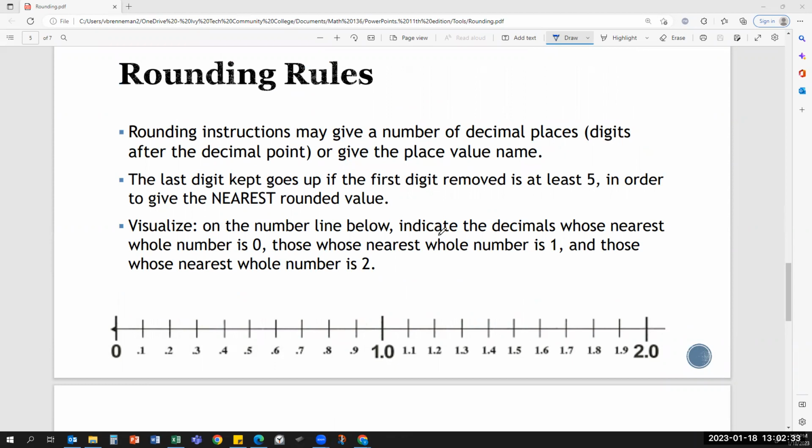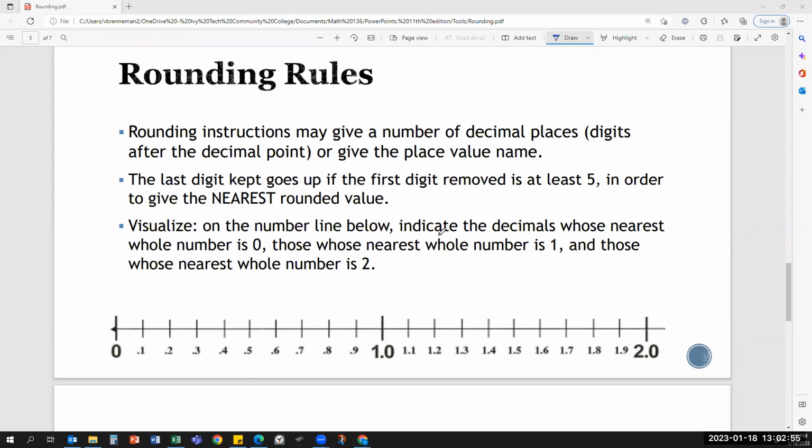So rounding rules, typically you'll be given a number of decimal places, which would be how many digits after the decimal point, or it might be given the place value name to round to, so 10th, 100th, etc. So the last digit kept either stays the same or goes up depending on the next digit after it, the first digit removed. If that's at least 5, then you go up. If it's less than 5, you stay down, because we're looking for the nearest rounded value.